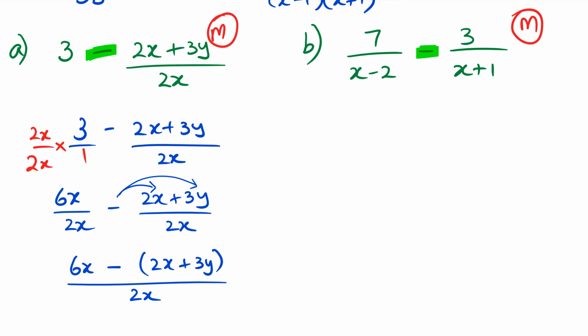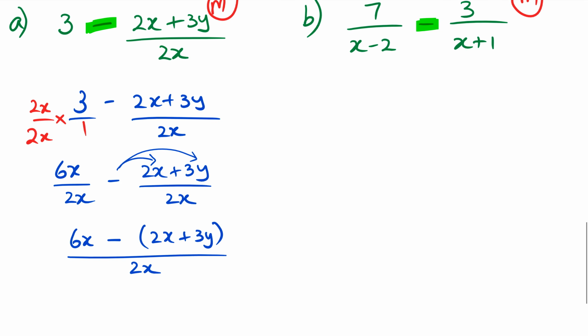Because I'm betting that at least 3 or 4 of you got this as your answer, which would be 4x plus 3y over 2x. Is that? I'm betting at least 3 of you. Yeah? If you get that, you're only going to get an achieved. And the reason is because of that minus sign there.